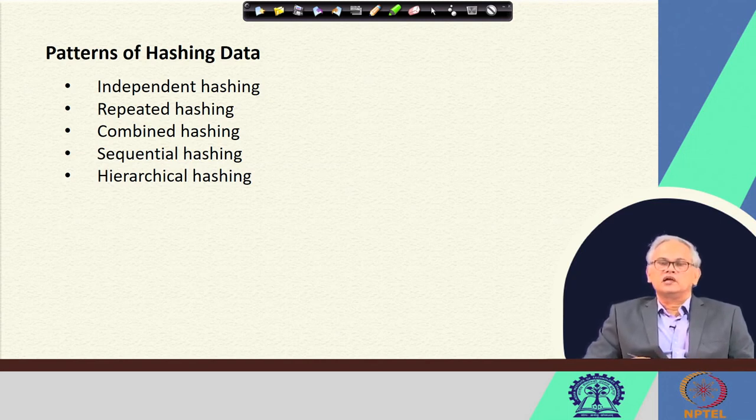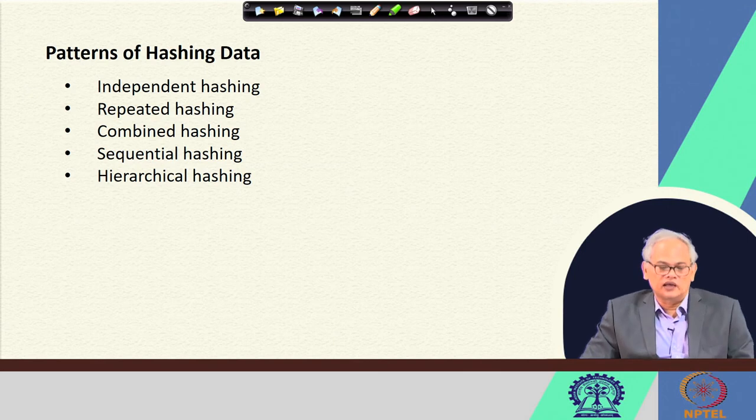Now, what we will see is that if there is more than one piece of data, what are the different ways we could combine their hashes. This is what we call the patterns of hashing data, and we will talk about these 5 different types of combinations or patterns. One is what we call independent hashing, second is repeated hashing, then combined hashing, sequential hashing, and hierarchical hashing.